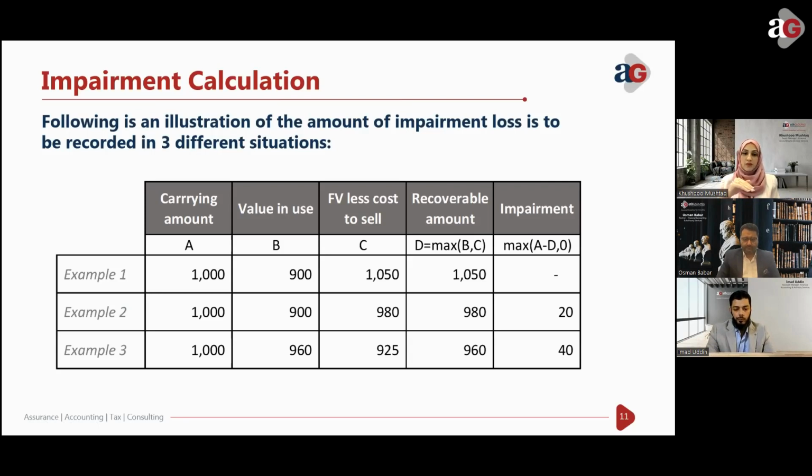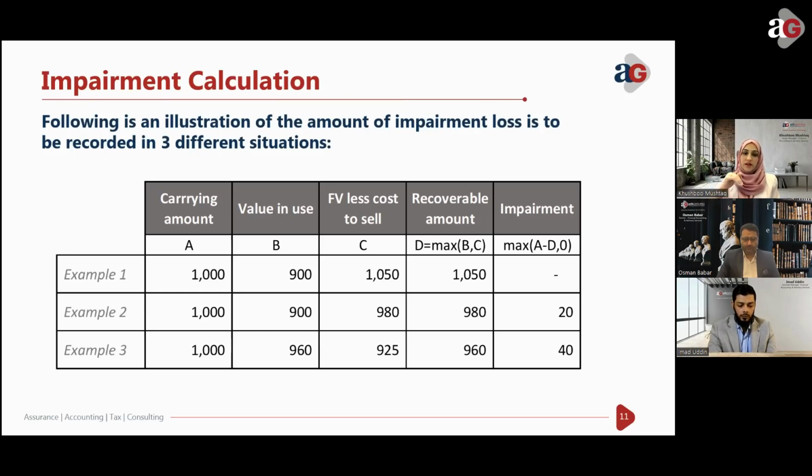In example 2, carrying value is again 1000. Recoverable amount is the higher of fair value less cost to sell and value in use. And over here, our fair value less cost to sell is higher than the value in use. So obviously our recoverable amount will become 980. When we compare it with our carrying value, we'll have an impairment of 20.